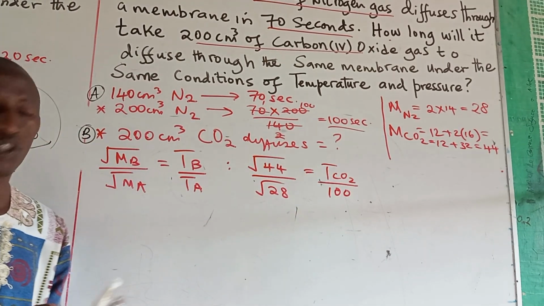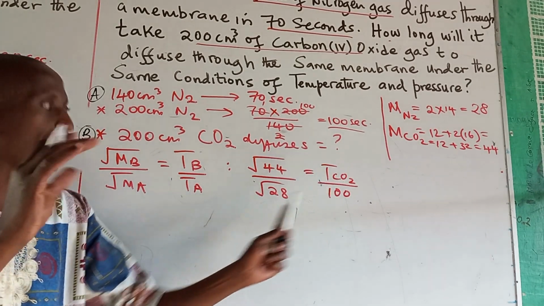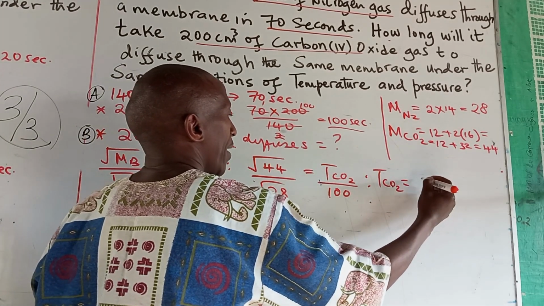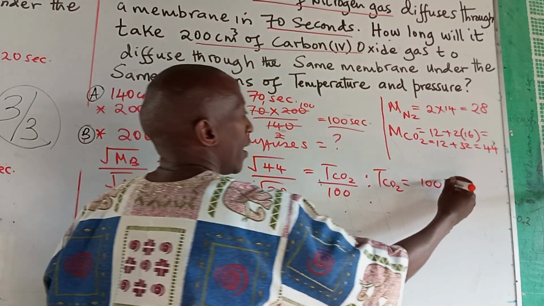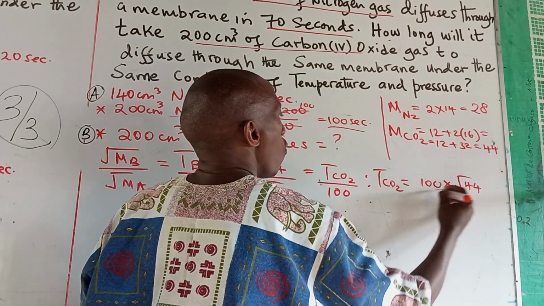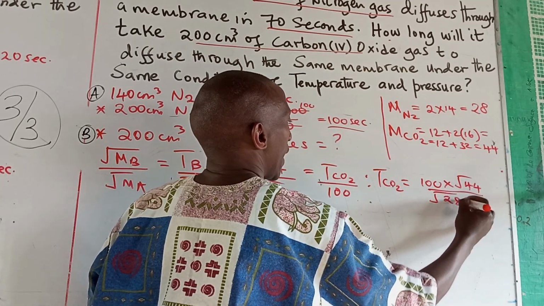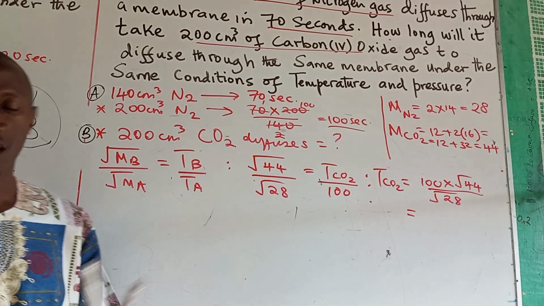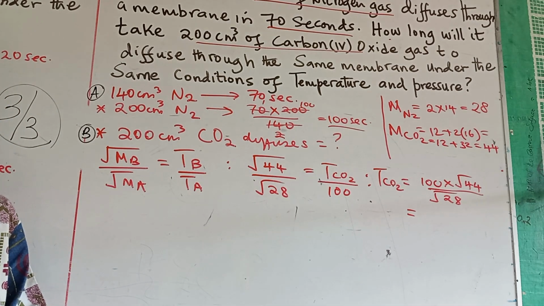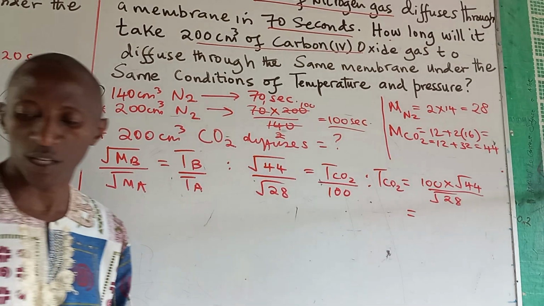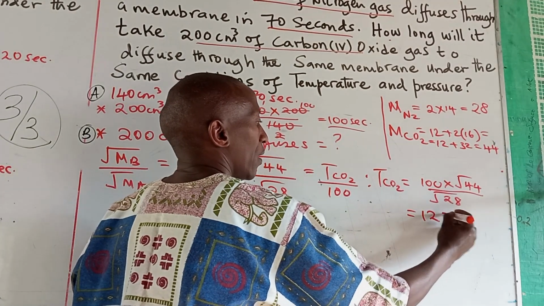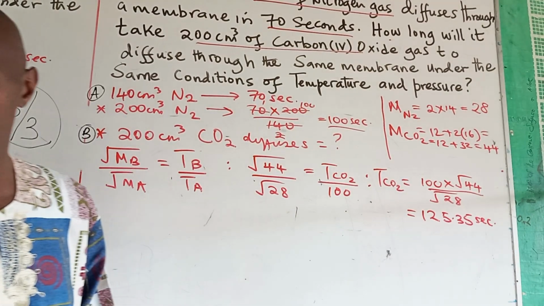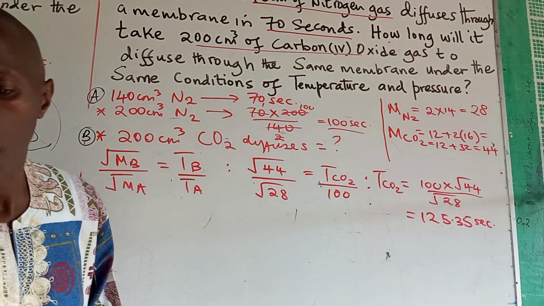At this point, we're going to make the time for CO2 the subject of the formula. Finally, we can say the time for CO2 will be computed by 100, which is cross multiplied here, times square root of 44 all over square root of 28. Viewers, punch that on your calculator and let us see what that gives us. I believe you've managed that, and it comes to be 125.35 seconds.